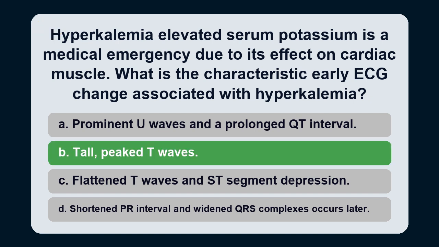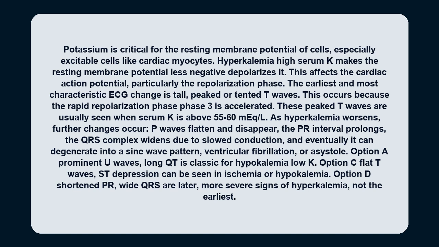The answer is B. Potassium is critical for the resting membrane potential of cells, especially excitable cells like cardiac myocytes. Hyperkalemia (high serum K+) makes the resting membrane potential less negative, depolarizing it. This affects the cardiac action potential, particularly the repolarization phase. The earliest and most characteristic ECG change is tall, peaked or tented T waves. This occurs because the rapid repolarization, phase 3, is accelerated. These peaked T waves are usually seen when serum K+ is above 5.5 to 6.0 milliequivalents/L.